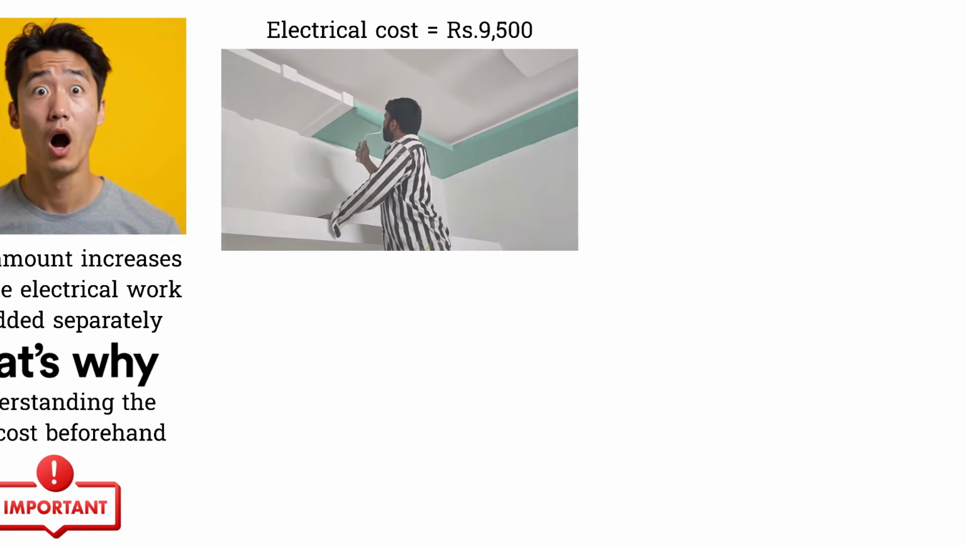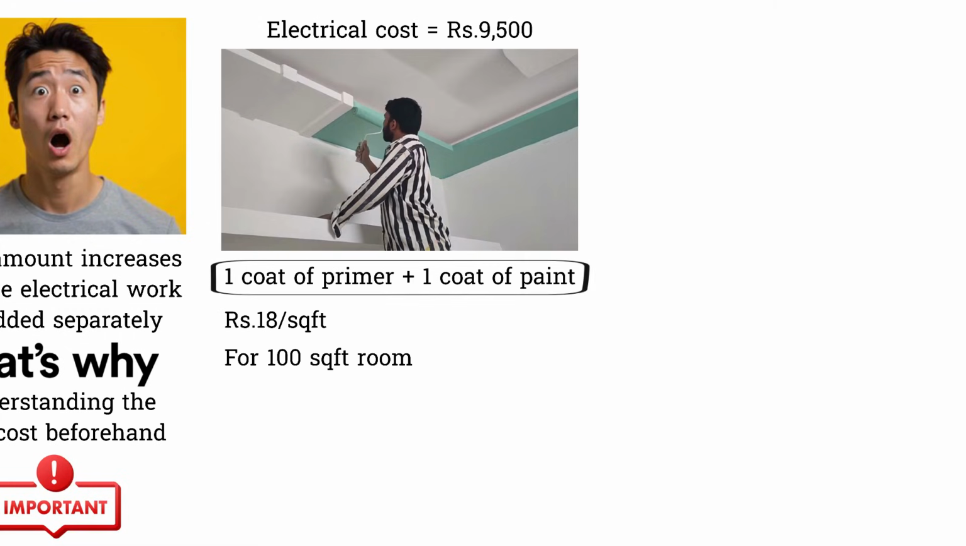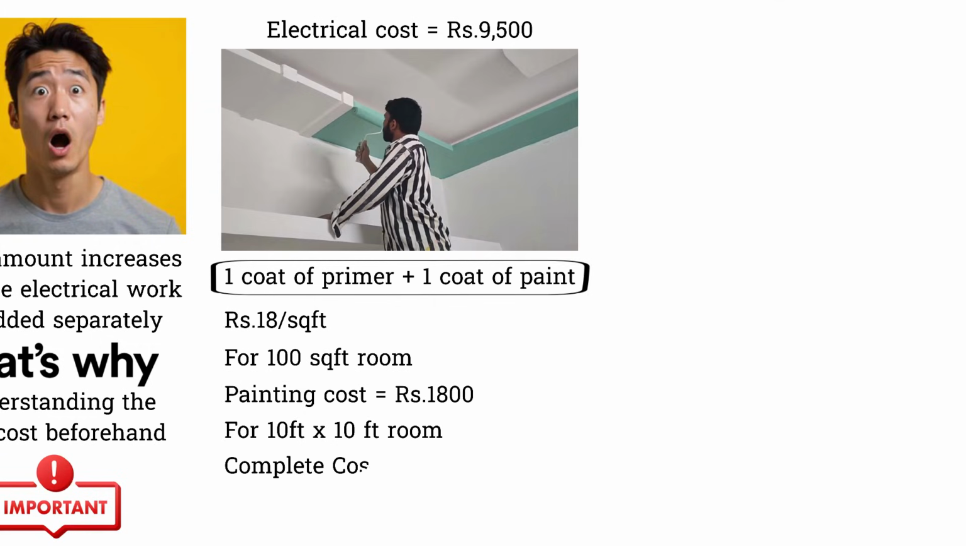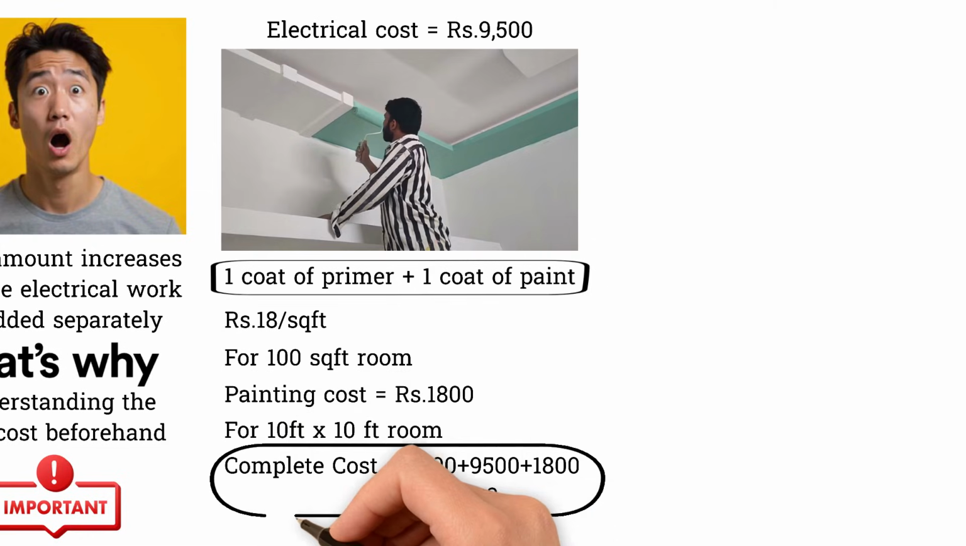After that, you also need to get paint done on the gypsum false ceiling. This includes one coat of primer and one coat of paint. If we take around 18 rupees per square feet for primer and paint, then for a 100 square feet room, the painting cost will be around 1800 rupees. So in total, for a 10 feet by 10 feet room, the complete gypsum board false ceiling cost is equal to 8000 plus 9500 plus 1800 is equal to 19300 rupees. This is how the full expense is calculated.